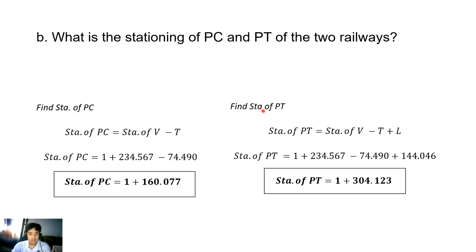And for the station of PT naman, we're going to use the formula station of V minus T plus L. So, substitute lang ulit natin: 1 plus 234.567 minus 74.490 plus 144.046. And makukuha natin yung station of PT niya na 1 plus 304.123. And ayan na yung station of PC and station of PT na sagot.